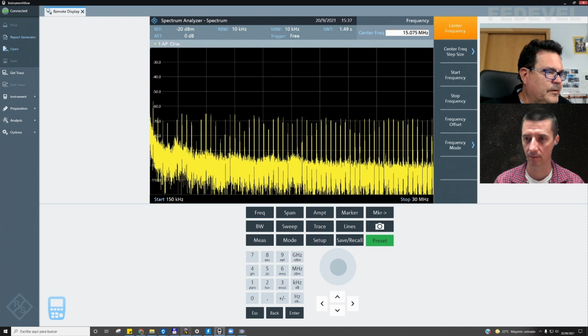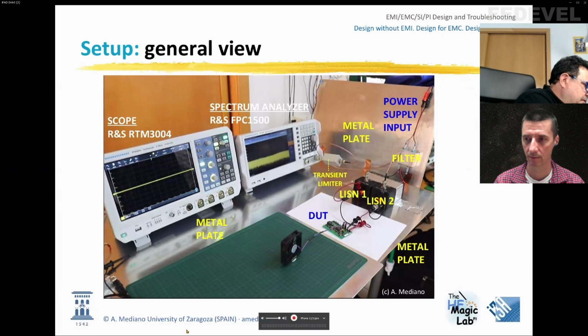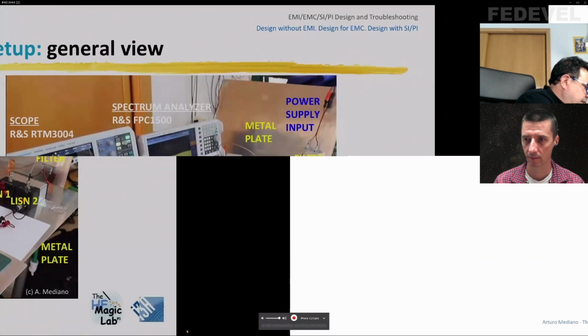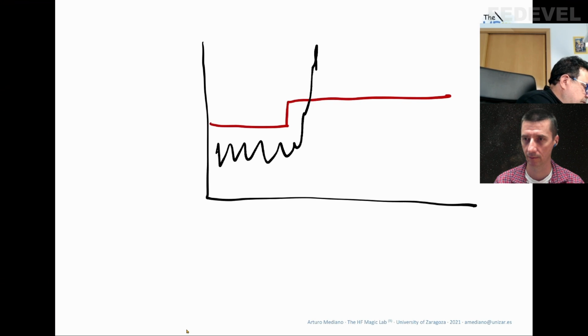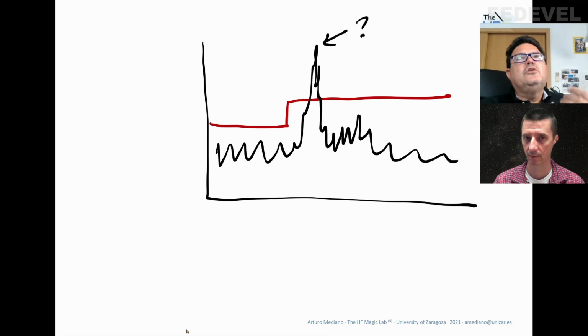Consider, for example, that we have this one. Let me go here. So I have something like this. This is the limit of my regulations, and I get something like this. And this frequency is not related to any frequency you are switching or something like that. Typically, we have two possibilities.